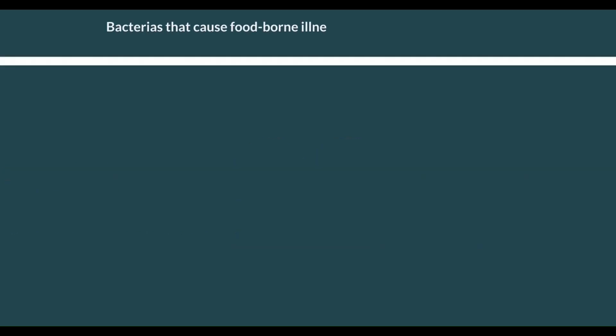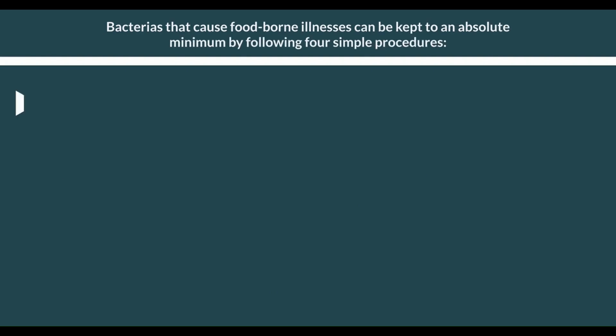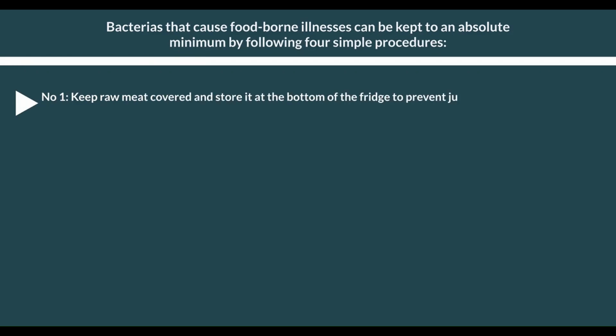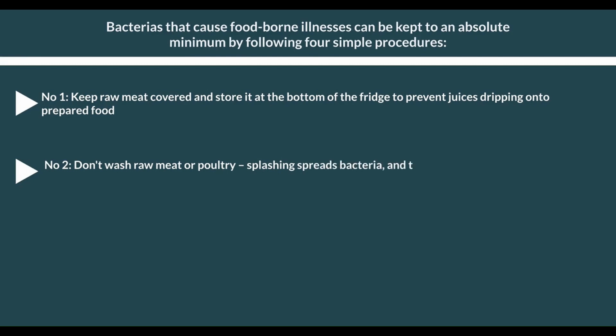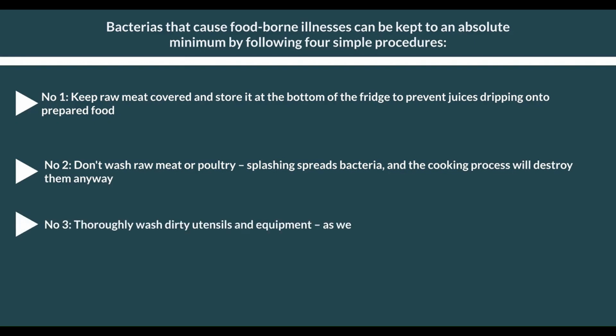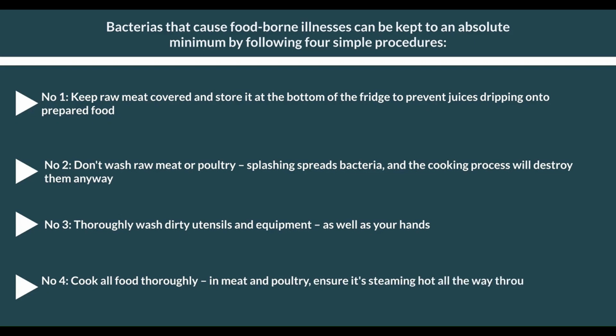Bacteria that cause foodborne illnesses can be kept to an absolute minimum by following 4 simple procedures. Number 1. Keep raw meat covered and store it at the bottom of the fridge to prevent juices dripping onto prepared food. Number 2. Don't wash raw meat or poultry, splashing spreads bacteria, and the cooking process will destroy them anyway. Number 3. Thoroughly wash dirty utensils and equipment, as well as your hands. Number 4. Cook all food thoroughly. In meat and poultry, ensure it's steaming hot all the way through by cutting into it, or using a meat thermometer.